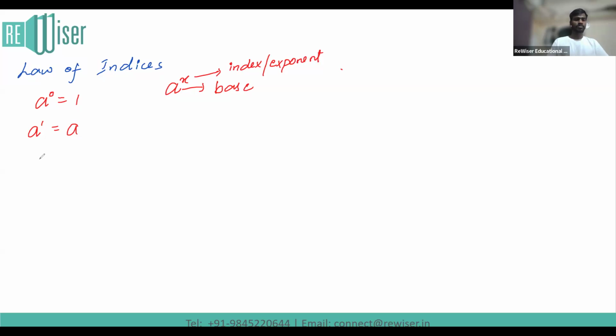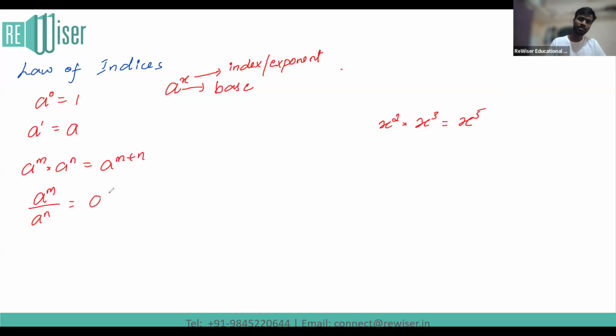And the next law you should be aware of is, whenever you have a power m times a power n, this can be written as a power m plus n. So for example, if you have x squared times x power 3, this can be written as x to the power of 2 plus 3, which is 5. And whenever we have a power m over a power n, this can be written as a power m minus n. A similar logic.